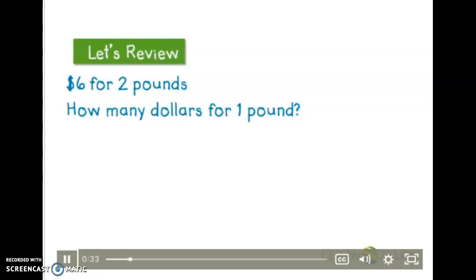A unit rate answers how many dollars for 1 pound in this case, or in general, how many of the dependent variable for one of the independent variable. In this example, we would find the unit rate by dividing 6 and 2 by 2 to get $3 for 1 pound, or $3 per pound.